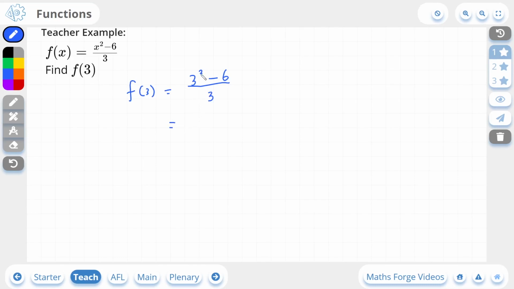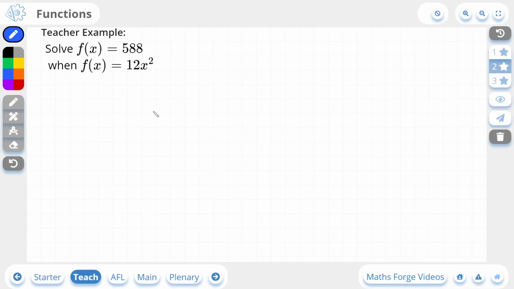And this is going to give us 3 squared, which is 9, minus 6, all over 3, which is going to simplify to give us 9 minus 6, which is 3 over 3. And now 3 divided by 3 is just 1. So f of 3 is equal to 1. And if we check our answer, there it is.